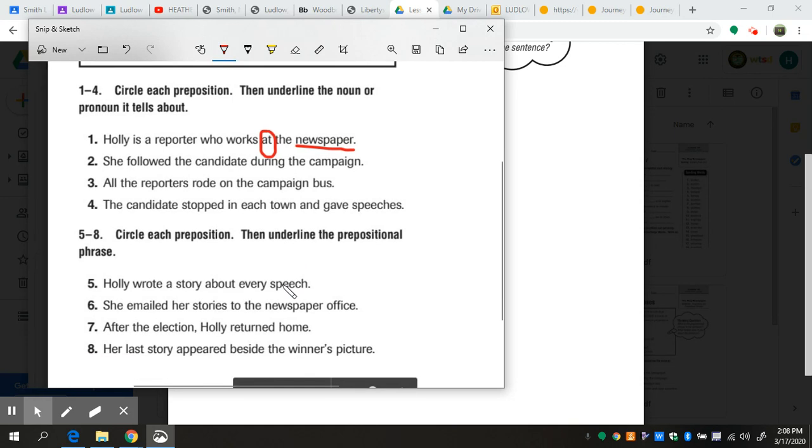Now let's look at number 5. We're going to circle the preposition, then underline the prepositional phrase. Holly wrote a story about every speech. About is my preposition, and my prepositional phrase is about every speech. So I'm going to underline this.